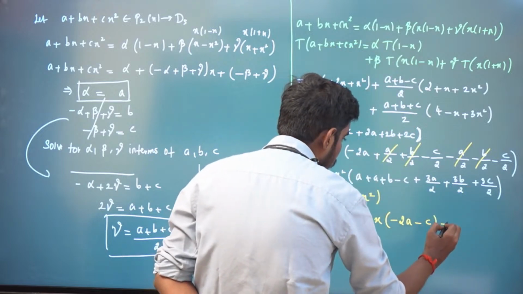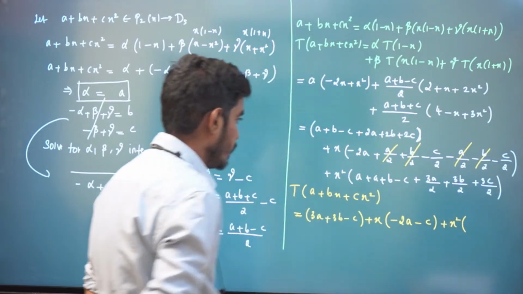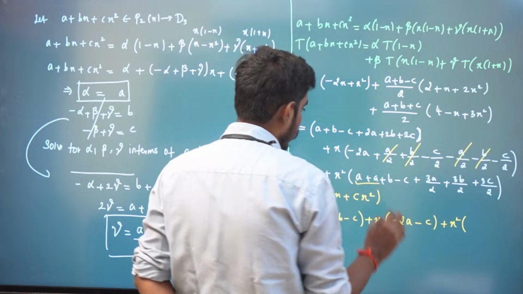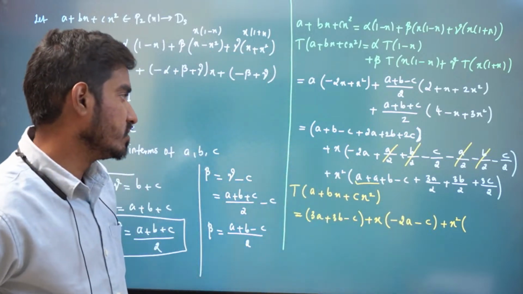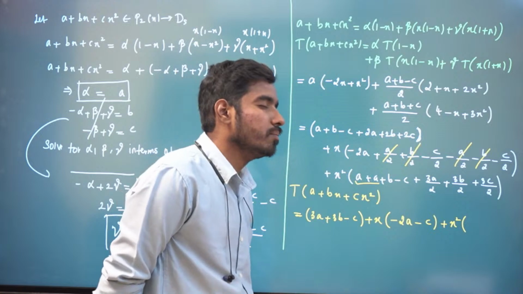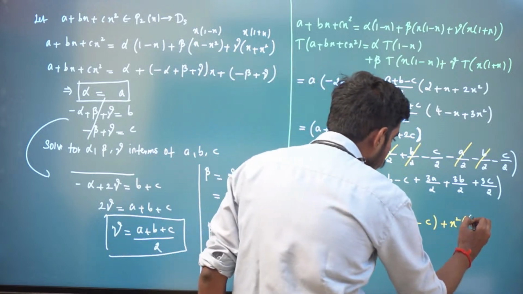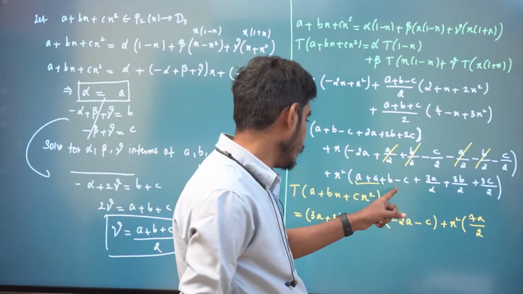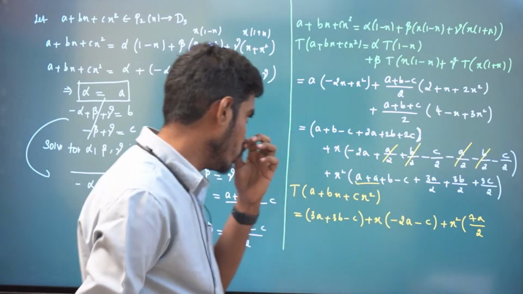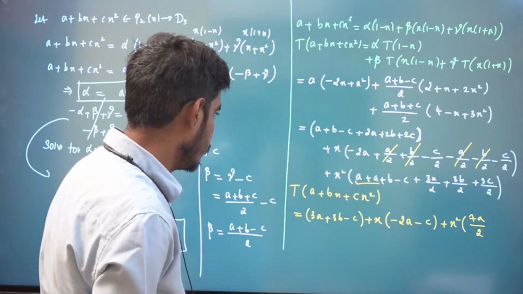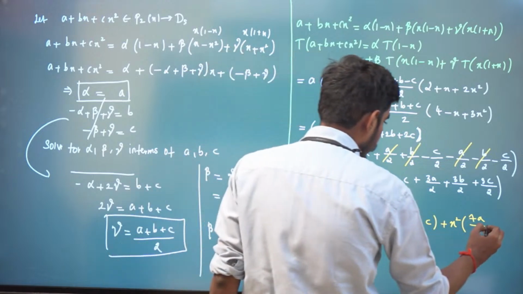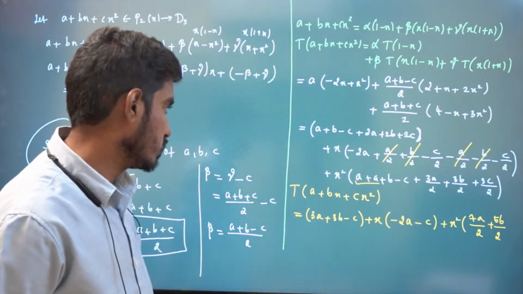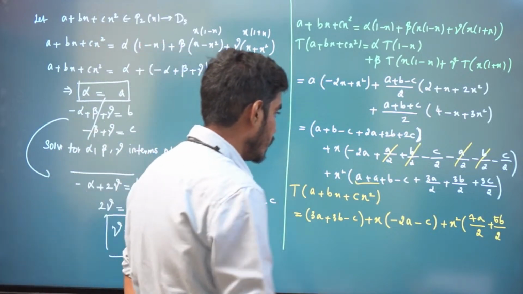Now you collect all the x square terms. a plus a is 2a, 2a plus 3a by 2 is 7a by 2. b plus 3b by 2, so 2b plus 3b, so 5b by 2. And then you collect all the c terms: minus 2c plus c by 2.